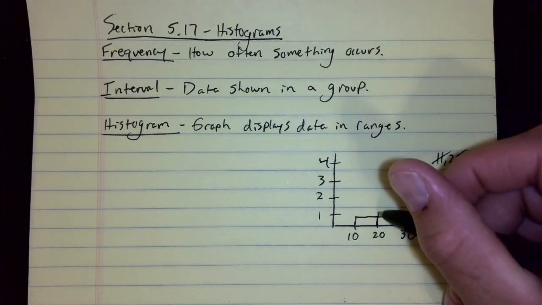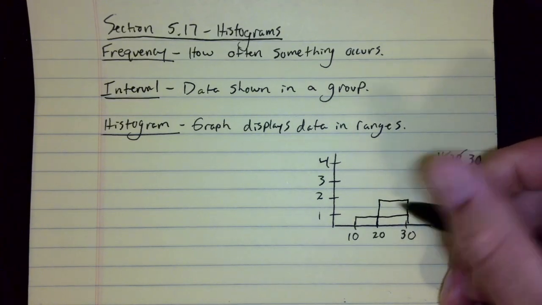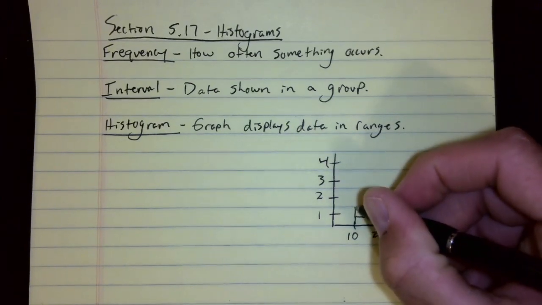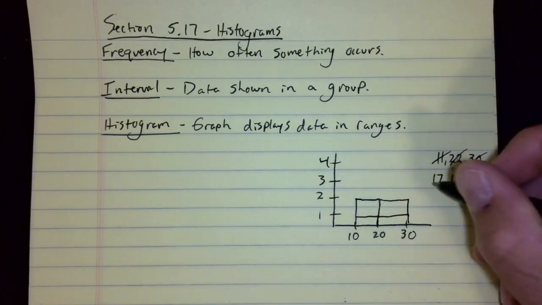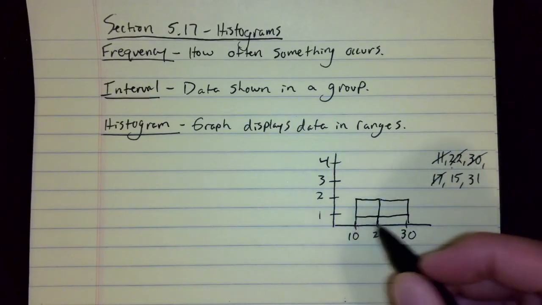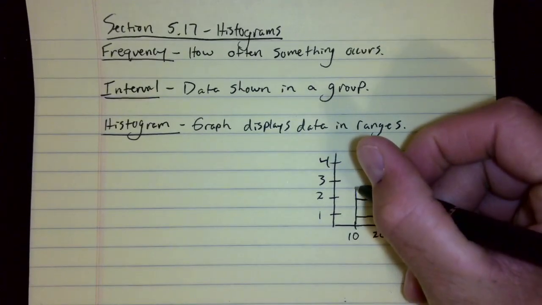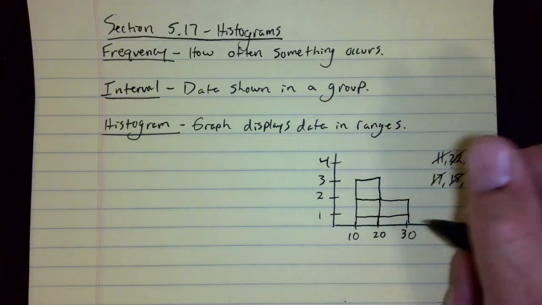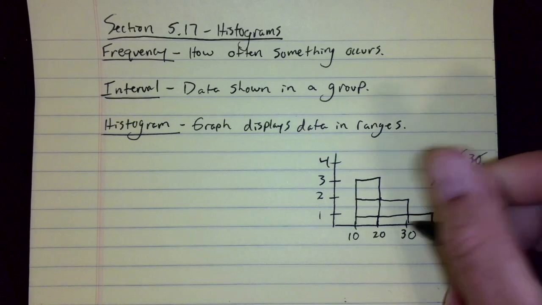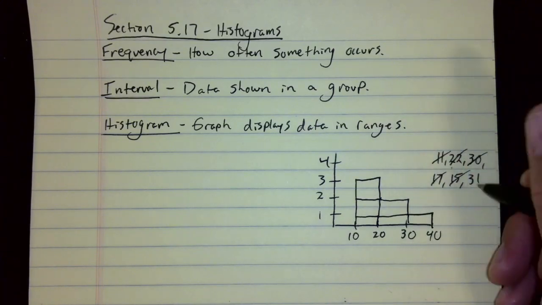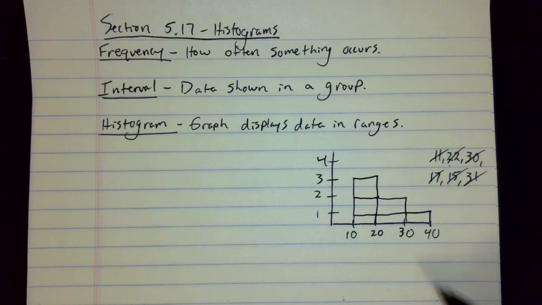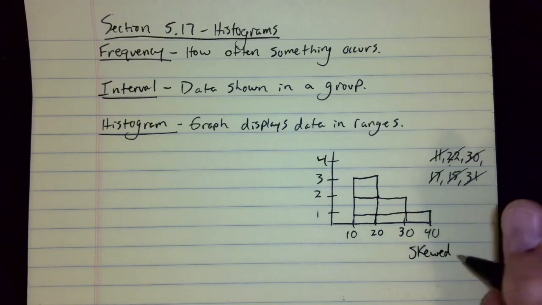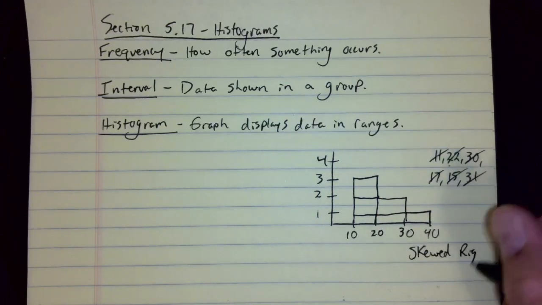30 is, of course, between 20 and 30. So now we go up to the 2. Cross that off. 17 is between 10 and 20. That's the second time a data piece comes in the range between 10 and 20. 15 is between 10 and 20. Cross that off. And, of course, 31. 31 is between 30, and we'll say this is 40. So, when we look at this, our data set, we say that this is skewed to the right.